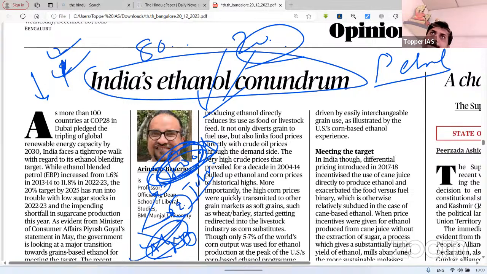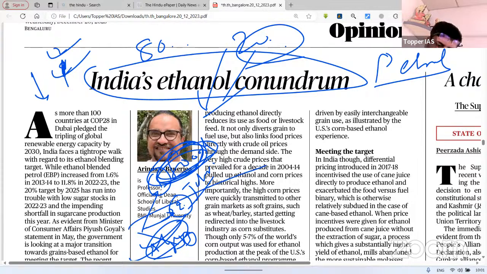Sugarcane is better. Corn is used directly, so the food is gone. With sugarcane, at least you can use it for making sugar, and the remaining molasses you can use for ethanol. But why do people still use sugarcane directly? If it is used directly, it gives more ethanol production. So they divert it to ethanol production, and this is creating food scarcity. In India, sugar is a very important component, so diverting sugarcane to ethanol is what they are discussing.